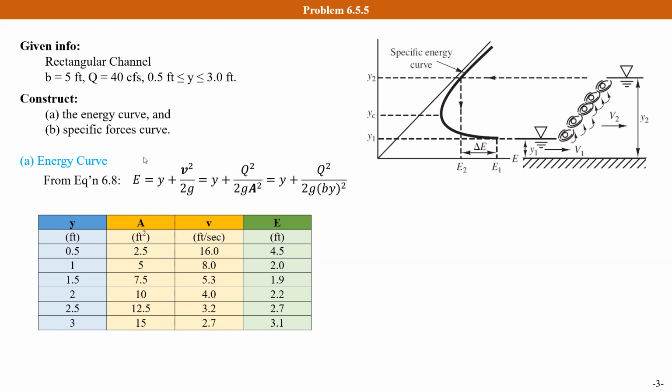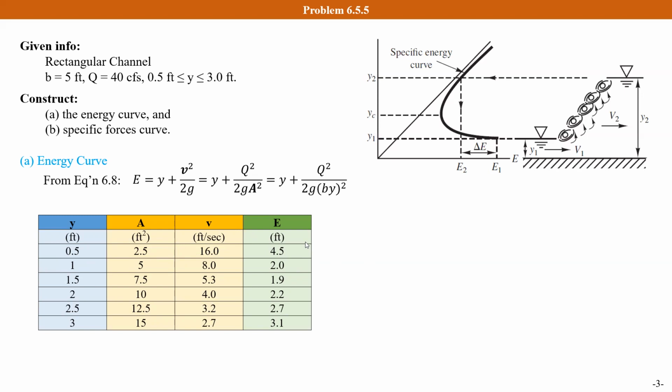After we get the value of the velocity, we can bring it back into this equation. The y equals 0.5, velocity is 16, and g is 32.2. Therefore, we can calculate the specific energy. It equals 4.5 feet when y equals 0.5.